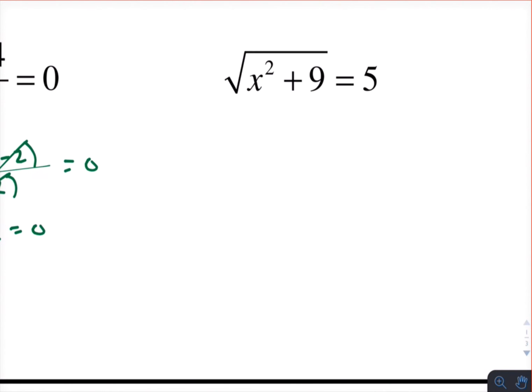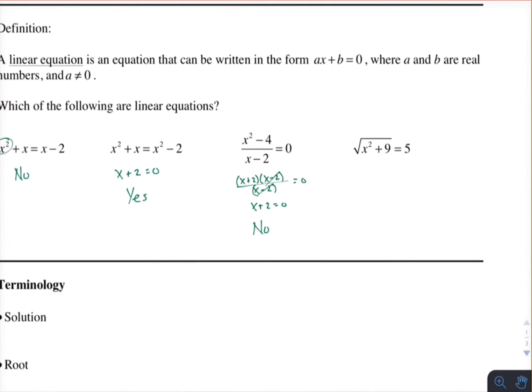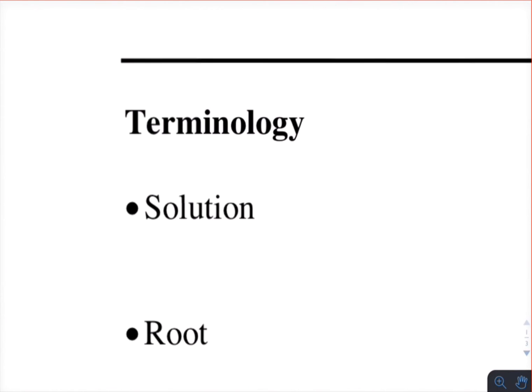And then lastly, the root in the final example here is the reason that this is not linear. So there you have it, 4 examples, only one of which is actually linear. So some terminology that we're going to talk about.